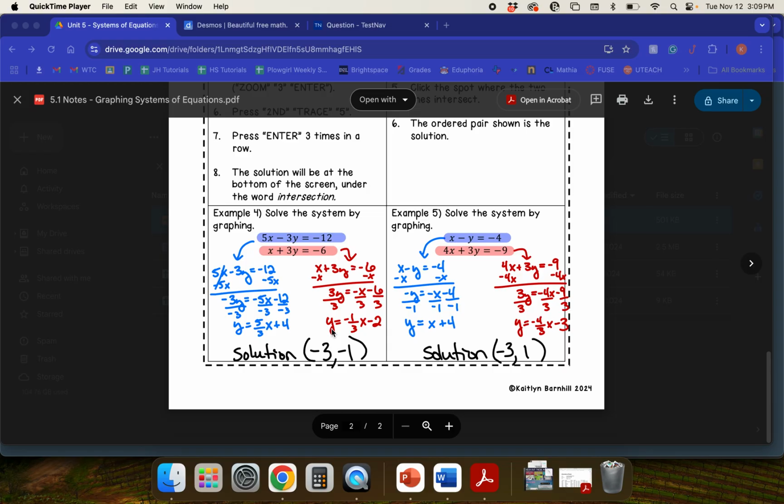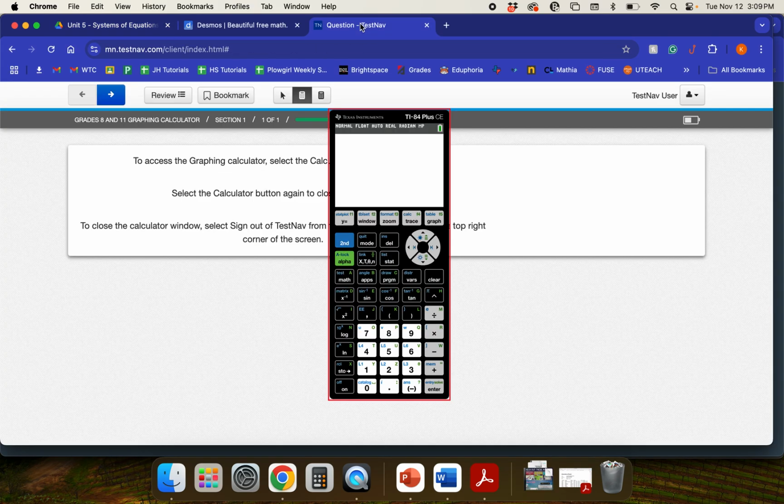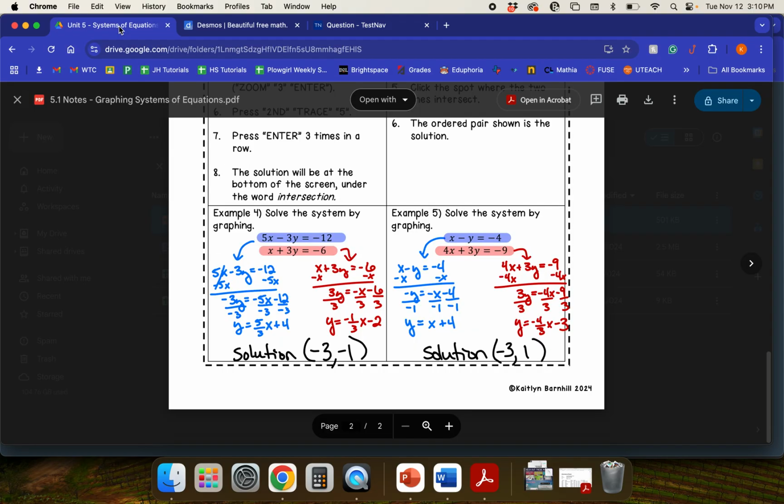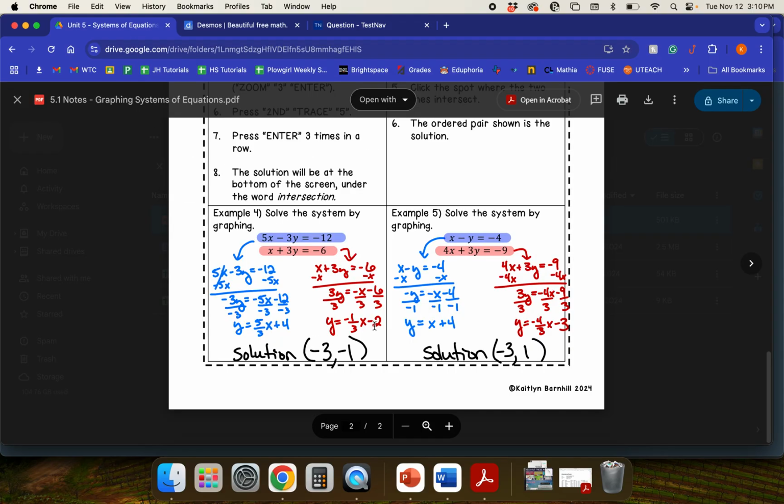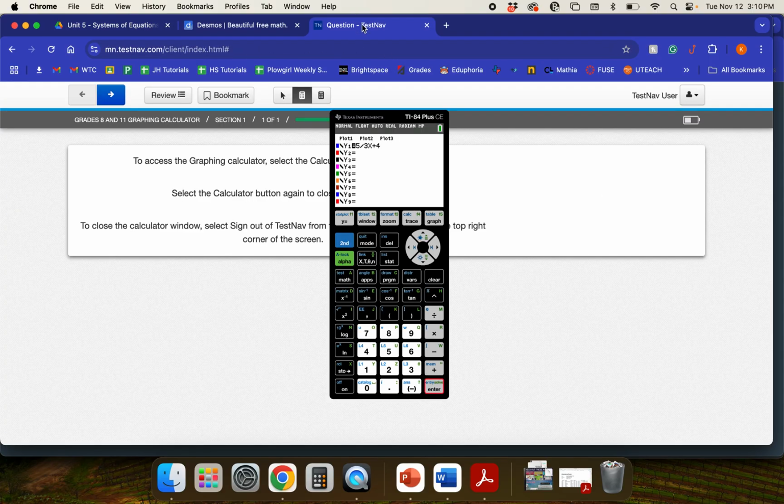So what I'm going to do is show you how I use the calculator to find the solution -3, -1. Remember, we're looking for where these two equations are going to intersect, where they're going to cross each other. After I've written them in slope-intercept form, I go to the calculator, go to y equals, clear anything out, and type in my two equations. My first equation was 5/3 x plus 4, so I'm going to type 5/3 x plus 4. And then for y2, I'm going to use my second equation, -1/3 x minus 2.